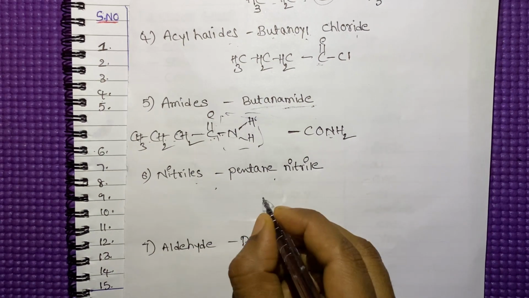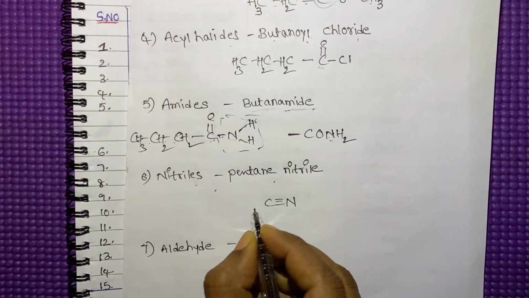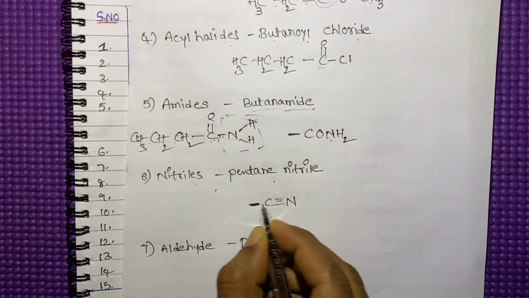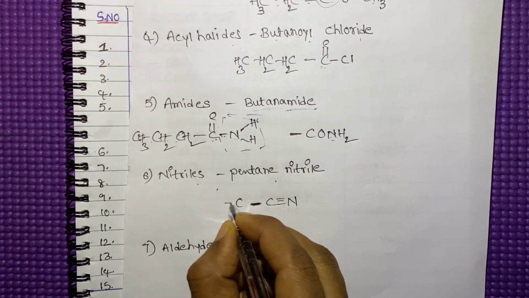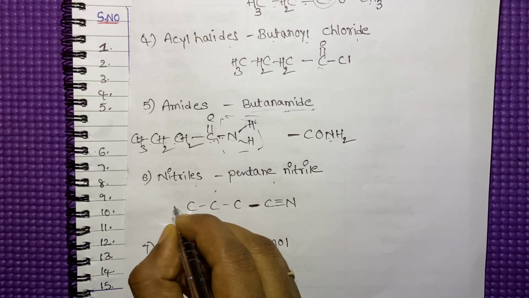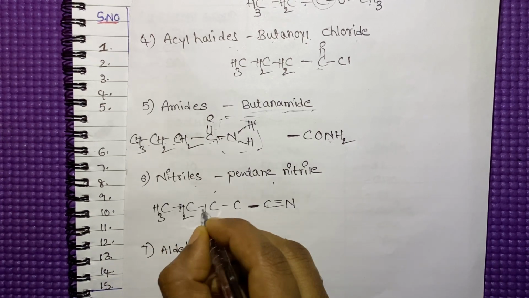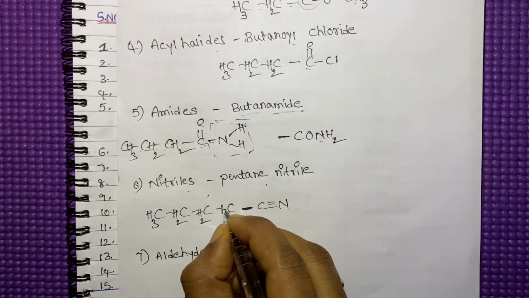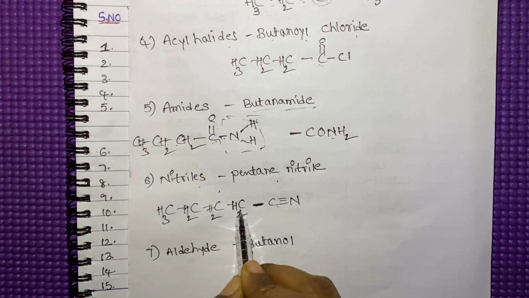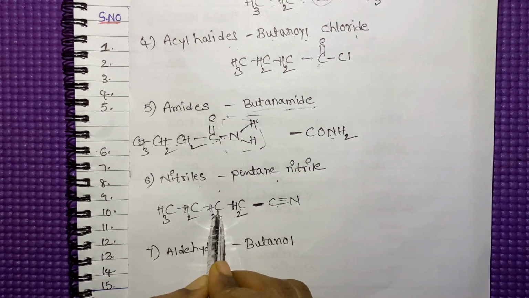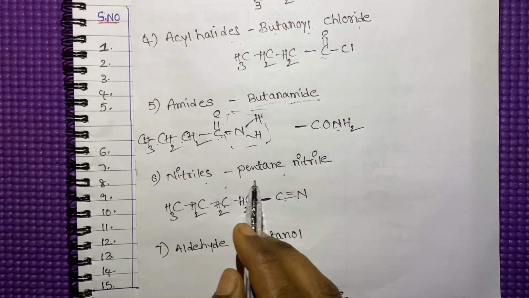Pentane nitrile: C triple bond N. Nitrogen always contains 3 bonds. Next, you have to include this carbon in the parent chain. We need 4 carbons, right? 1, 2, 3, 4. Now you satisfy this carbon chain with the hydrogens: CH2, CH2, CH2, right? This carbon is satisfied, this carbon also satisfied, this one also satisfied, and so on. Alright, this is the name of this compound, pentane nitrile.